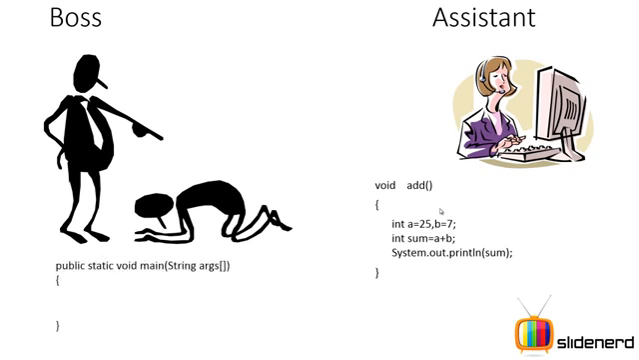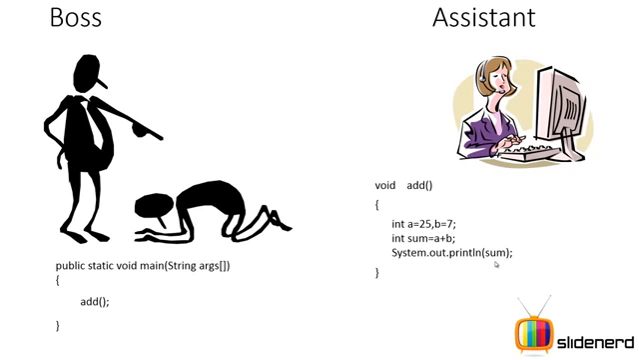Here's your boss. Now look how smartly your boss is getting the work done. The boss simply says add and puts a semicolon here. So now what happens? Well, as soon as you say add over here, the assistant is called and told, hey, do this addition for me, alright? So the assistant is going to be like, okay, A is 25, B is 7, sum is a plus b, alright, I'll print it out and I'm done. And that's what happens when you call assistants.